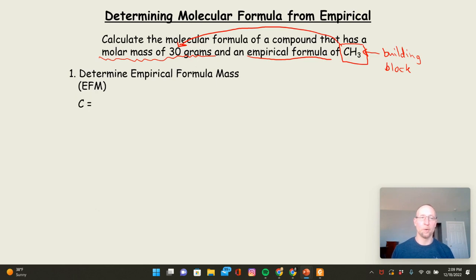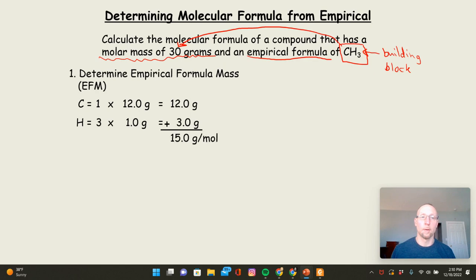Same way, we list our elements, C and H, count them up, 1 and 3, and multiply them by our masses that we get off the periodic table. Carbon is 12 grams, rounded to the nearest tenth. Hydrogen is 1 gram. And we tally that all up and we get 15 grams per mole. So our building block weighs 15 grams.